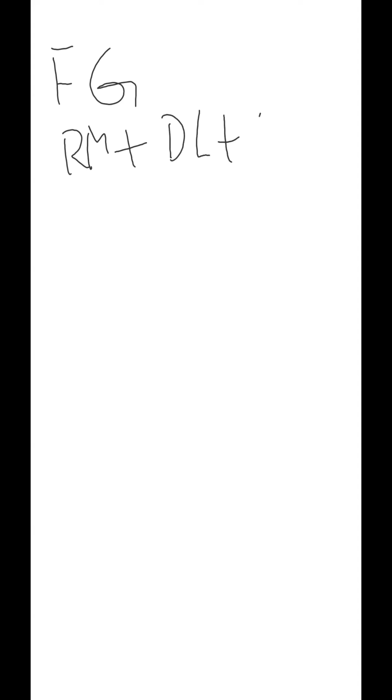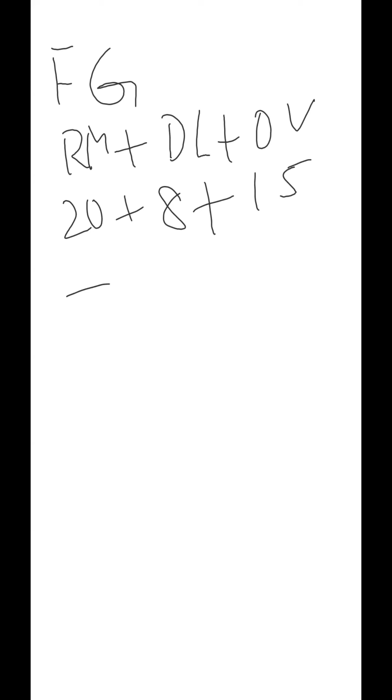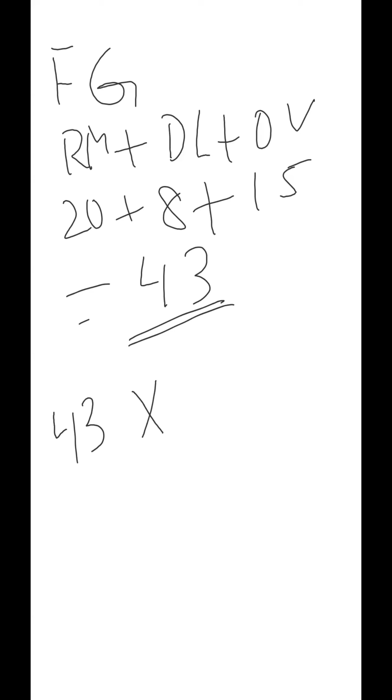Tell me, after work in progress, what do we calculate? Isn't it the finished goods? Yes. So the finished goods include total cost. If you can see the total cost, that is raw material plus direct labor plus overhead. How much is it? 20 plus 8 plus 15. So it is 43. So how do you have to calculate? 43 into number of units, that is 52,000.